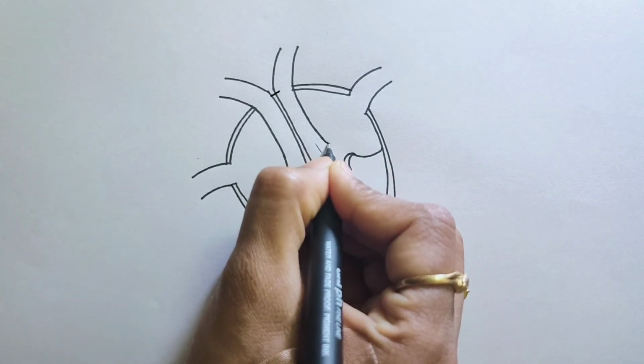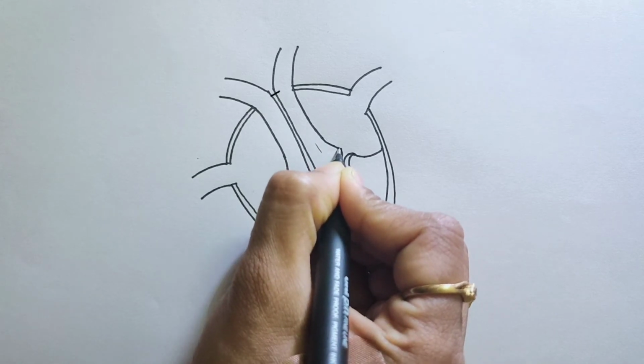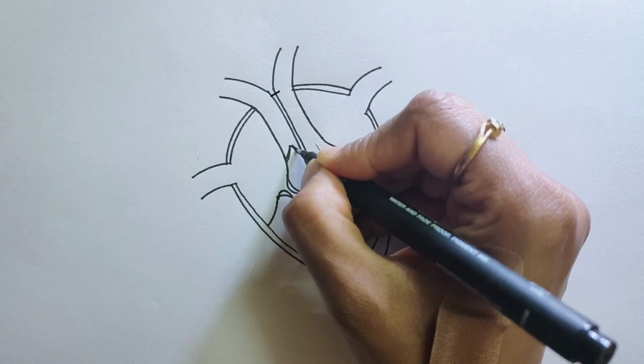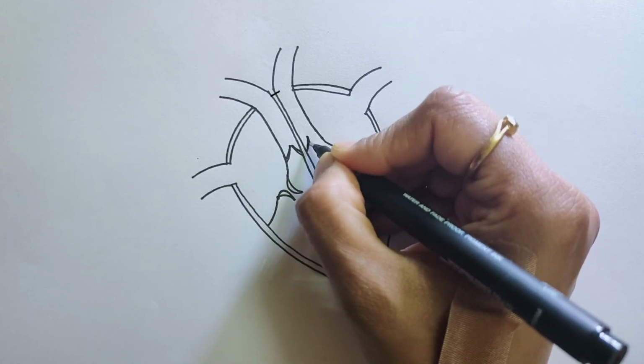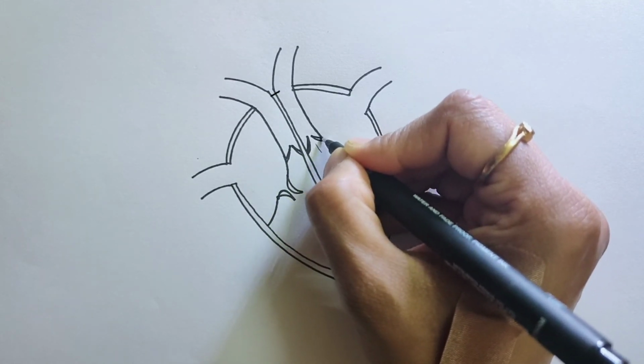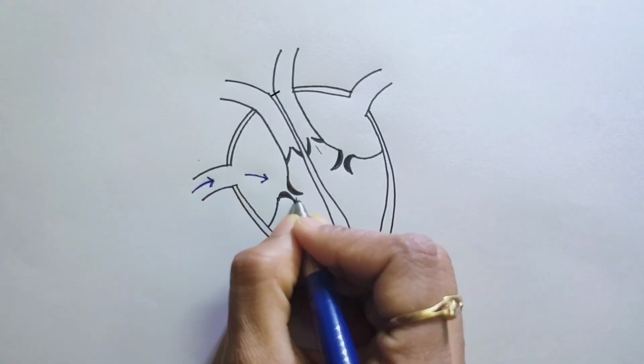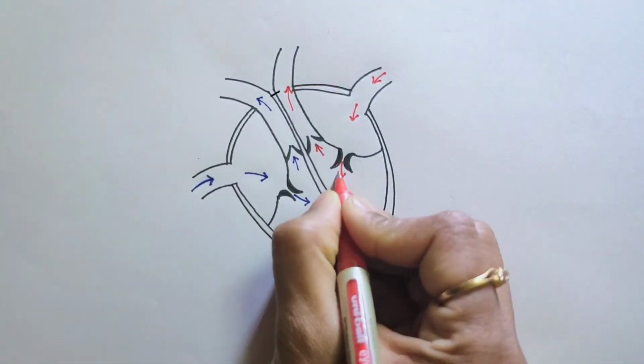Say for example, you can add inferior vena cava, which I haven't added over here. You can draw pericardium, which surrounds the heart, and things like that. So depending upon your requirement, you can modify this diagram a bit.